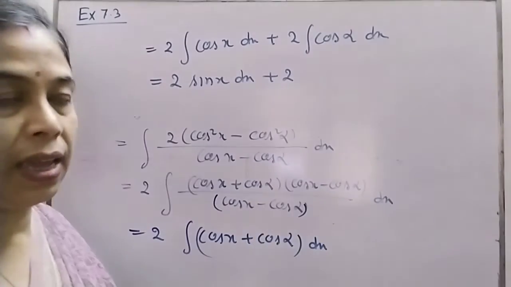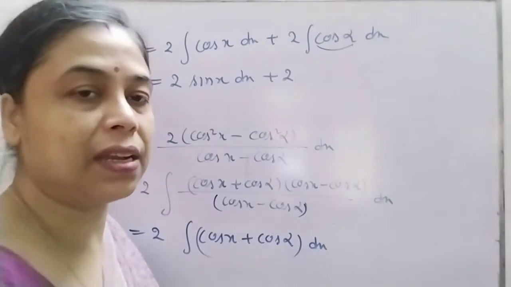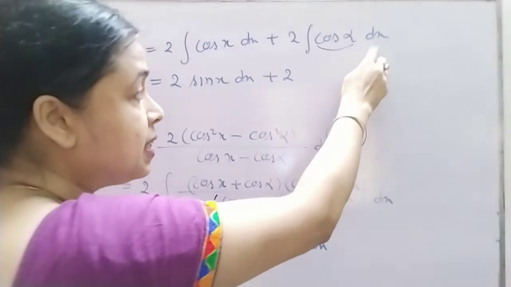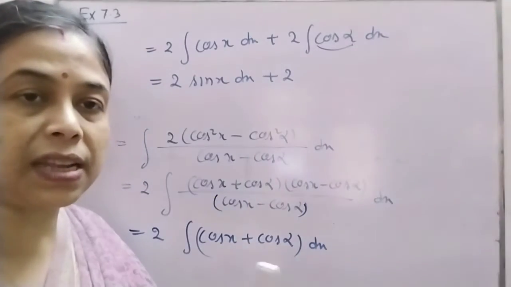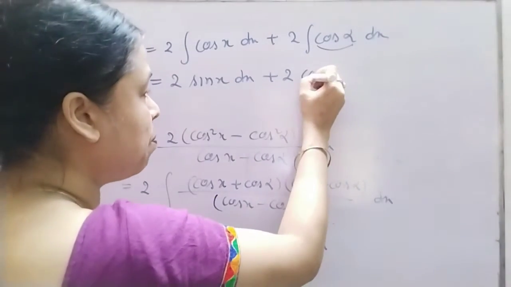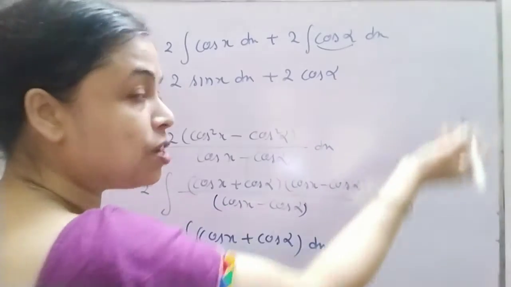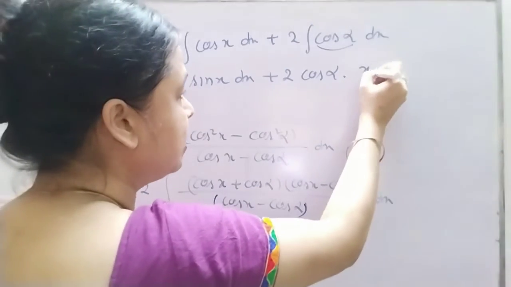Now you see, in this case cos alpha is a constant. Don't treat it as a variable because x is the variable. So cos alpha is a constant, come out of the integral. Cos alpha, so integration of dx will be left. This is equal to x plus c.